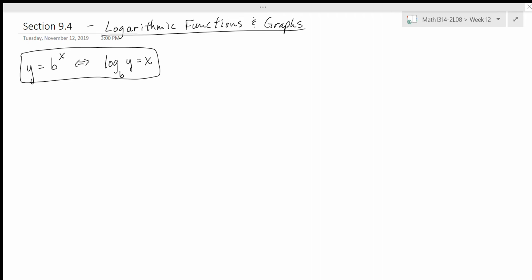So I'm going to give you a choice. Do you want to do calculator stuff first, or do you want to do non-calculator stuff first? Page 633? Calculator first? Okay, we'll do calculator stuff first. Let's start with number 12. And for number 12, we have log base 2 of 64.